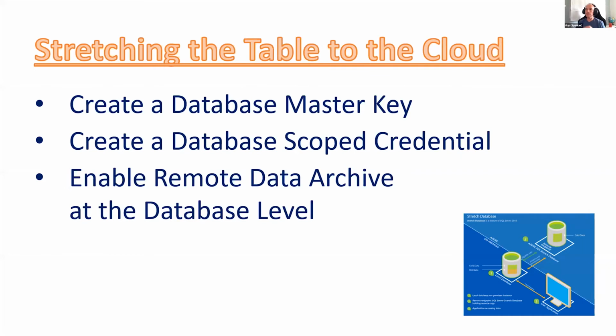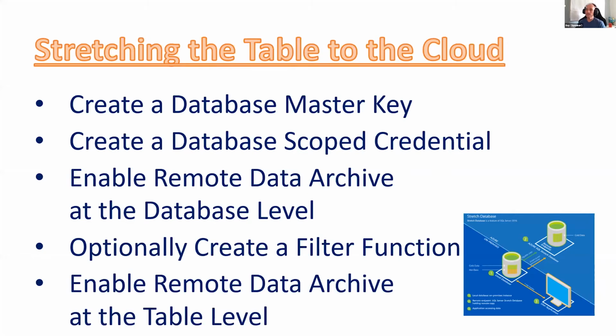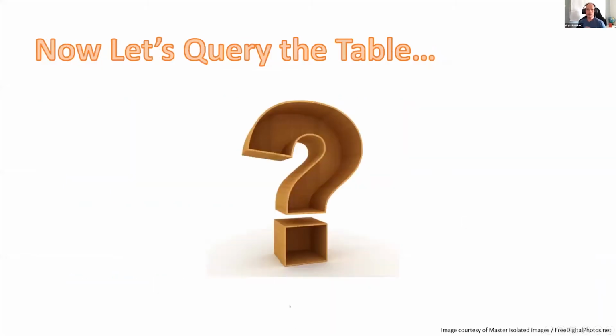You need then to enable the same feature at the database level. Optionally, you can create a filter function. And in most cases, you will, because you only want to move the cold data, older than a year ago and so on. But you can move everything. It will still be transparent. So it will feel like a local table, although everything is in the cloud. And then you need to enable this feature at the table level. So this is more or less the steps you need to take.